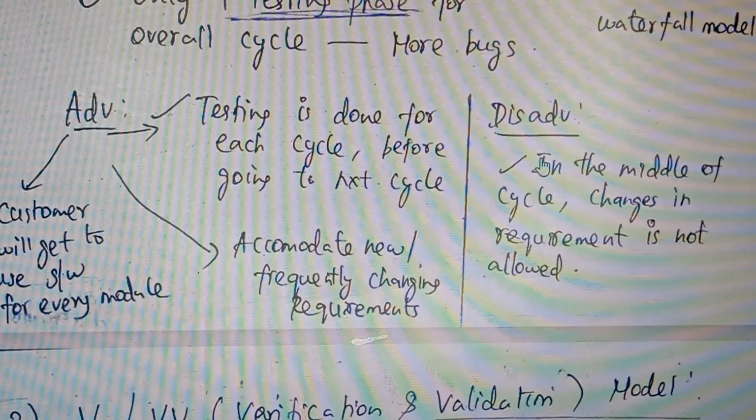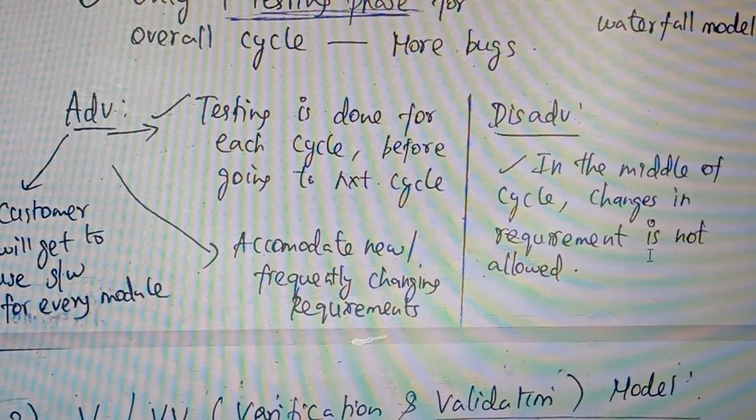As for the disadvantages, the risk analysis requires highly particular expertise. It is a costly model. In the middle of the cycle, changes to the requirements are not allowed. If 2 phases are completed, in the third phase, that is the engineering and execution phase, if you need to change anything, it is not possible to change the requirements in the middle of the cycle. And it doesn't work well for smaller projects. It is only suitable for larger, risky, critical projects.